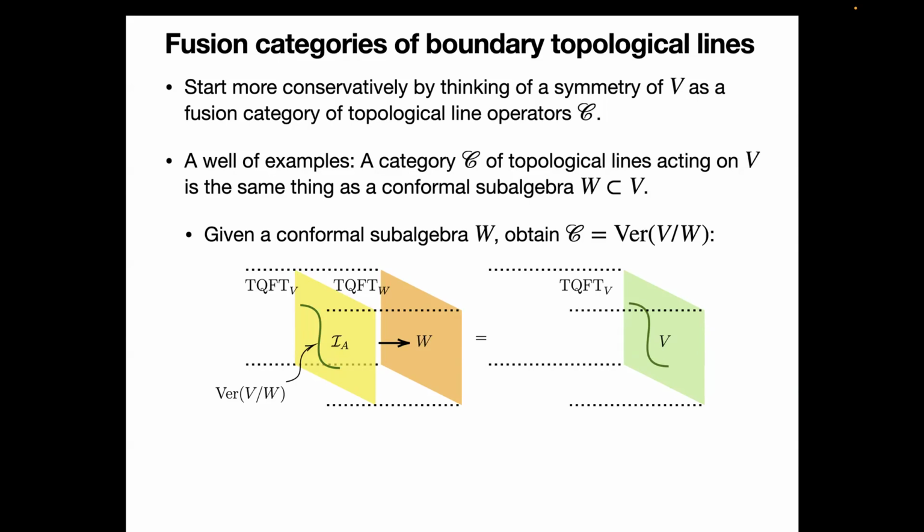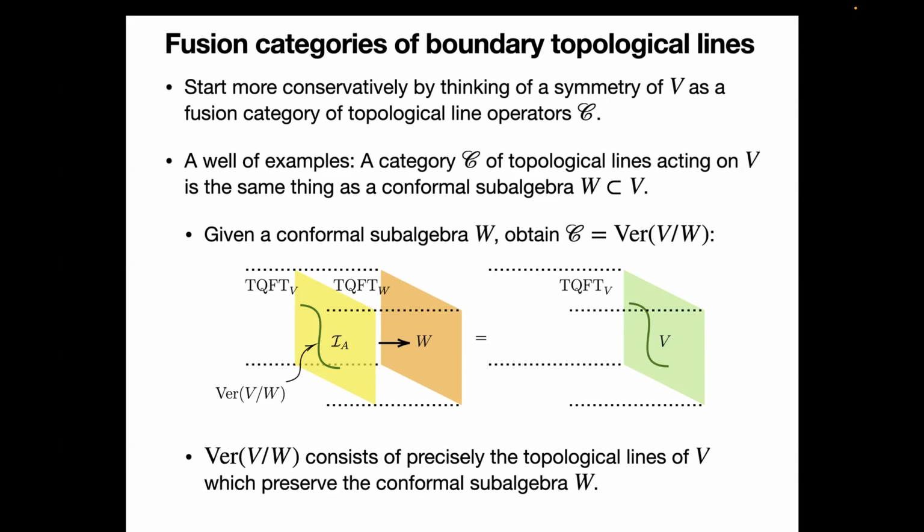You can extract a fusion category from this by studying the topological line operators that live on the world volume of this topological interface. When you fuse this interface onto W, you'll recover V, and all the lines on this interface will become genuine boundary line operators on V.